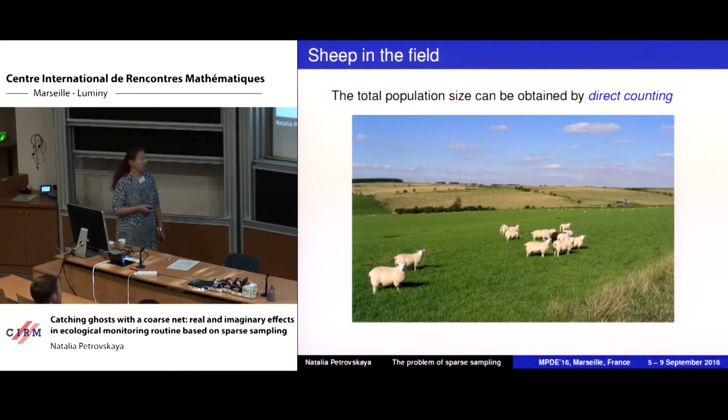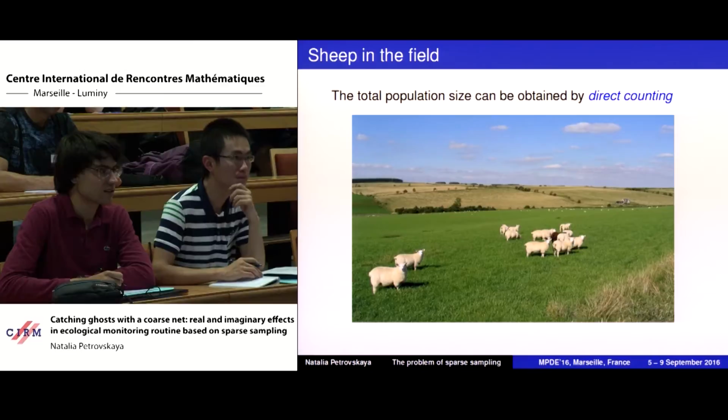So how can we obtain the total population size? The most straightforward way is to obtain it by direct counting, like in this peaceful picture. So some people count sheep to get asleep. Ecologists and farmers count them to obtain the total population size, and obviously the answer is exact. So we do know that there are, for instance, 275 sheep in this particular field.